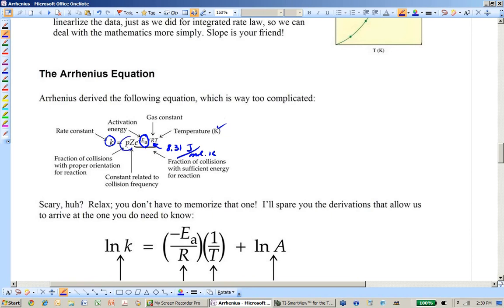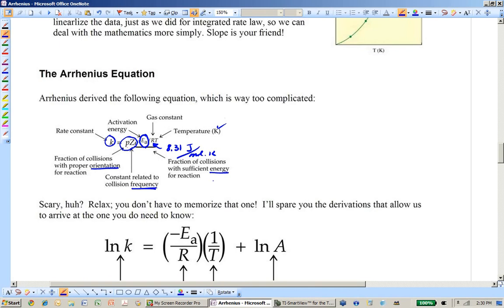So it's this stuff right here that's annoying. The constant p is the fraction of collisions with proper orientation for reaction. Okay, so that's the orientation factor. Then this is the constant related to collision frequency, how often these molecules collide. And then we've got one that is for the sufficient energy, enough oomph as they collide to actually make or break bonds. So we just lump all of that together and we made a new constant.